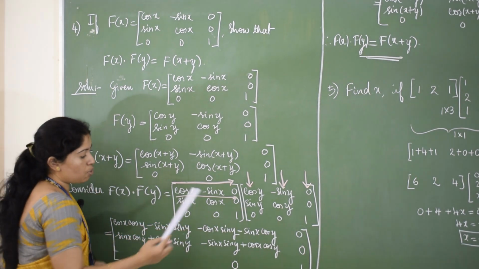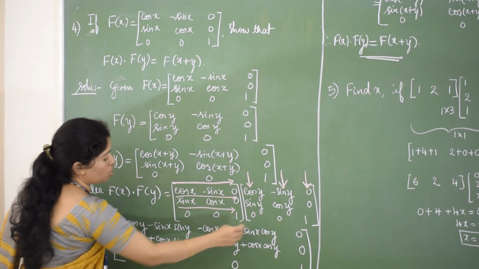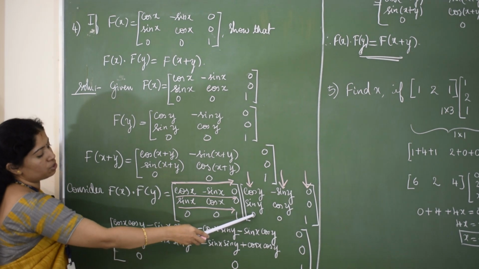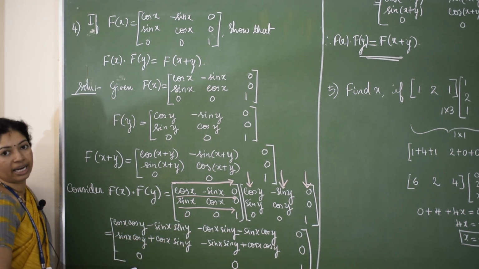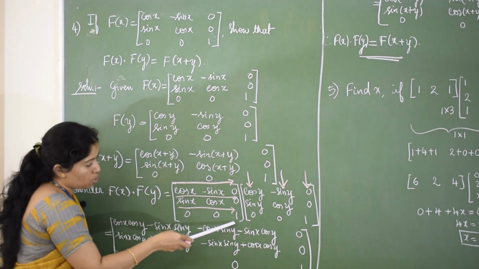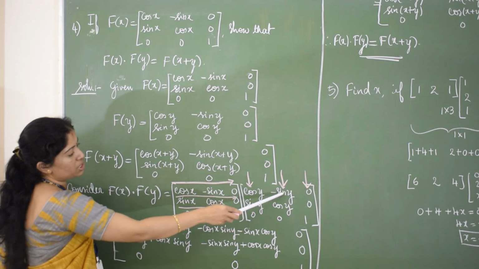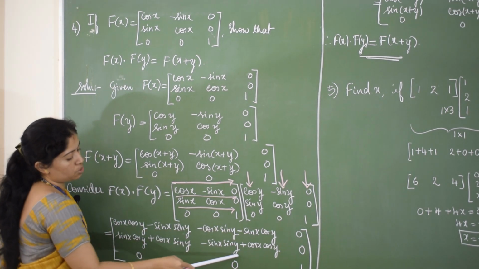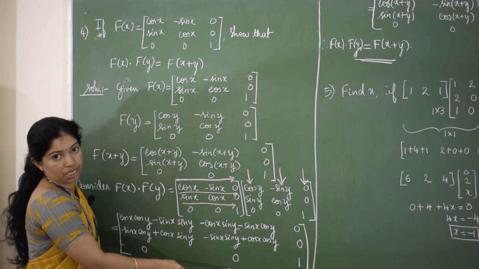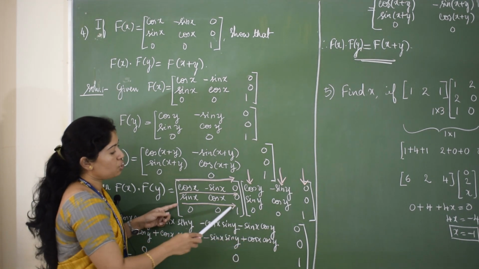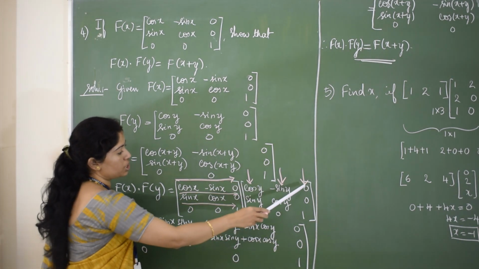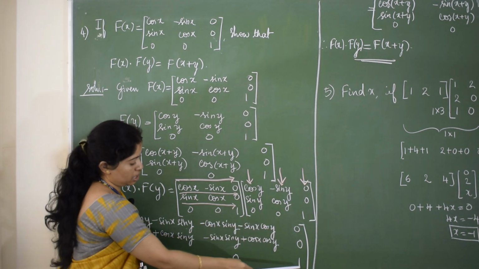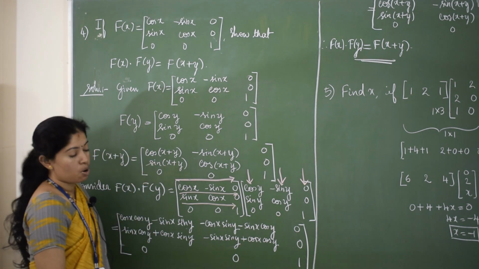Next, third row multiply with the first column. So 0 into cos y is 0, plus 0 into sin y is 0, plus 1 into 0 is 0. So you will get here the entry as 0. Next, third row with the second column. 0 into sin y is 0, plus 0 into cos y is 0, plus 1 into 0 is 0. So the entire sum will become 0. Now coming to this entry, third row with the third column. 0 into 0 is 0, plus 0 into 0 is 0, plus 1 into 1 is 1. So when you add, you are going to get 1.